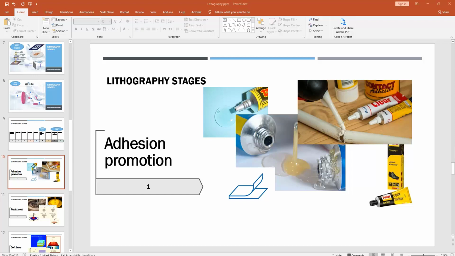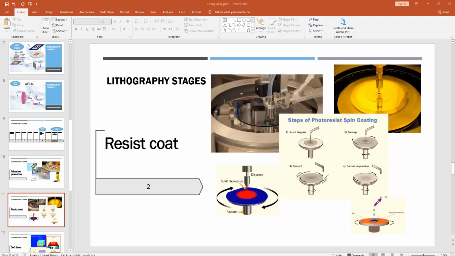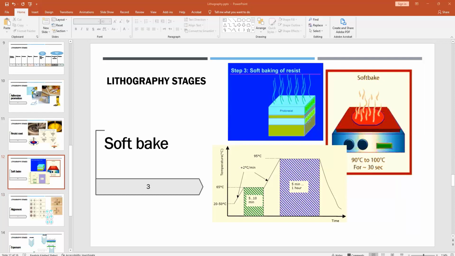The second stage is resist coat. It is done with a spinner, using centrifugal force. We use an apparatus to spread photoresist on the surface of the silicon layer in a uniform way. And when we bake the photoresist for the first time, it's called soft bake. The goal of this step is to evaporate the solvent to make the photoresist ready and more solid. The types of this step are convection, IR, and hot plate, which we will explain in further videos.